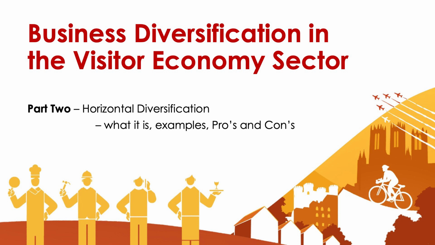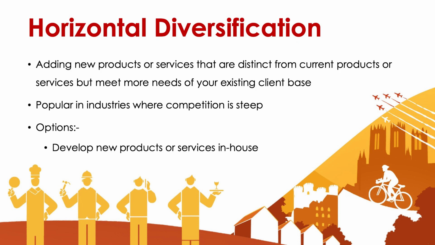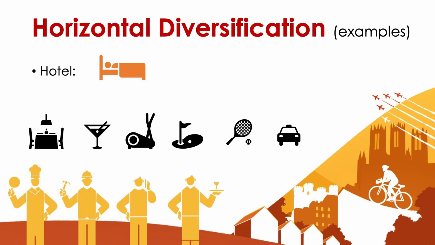of diversifying horizontally. So horizontal diversification is essentially about adding new products or services that are distinct from your current products or services, but meet more of the needs of your existing client base. It's popular in industries where competition is steep. And normally, people will develop the new products or services in-house because they're not too far removed from what's already being offered. So let's take some examples.